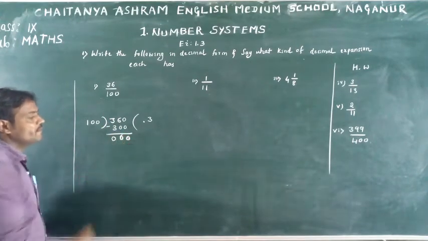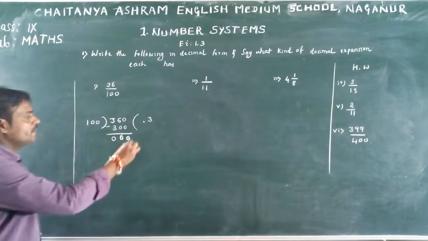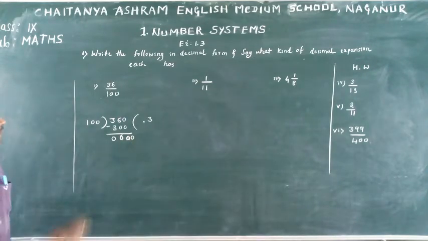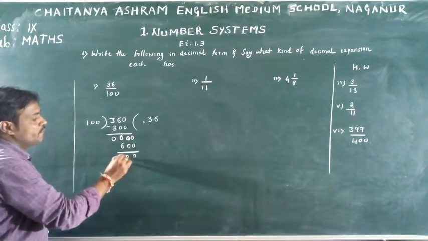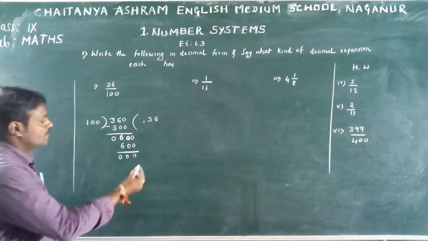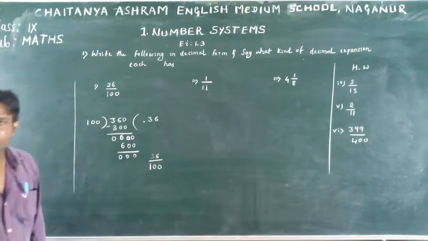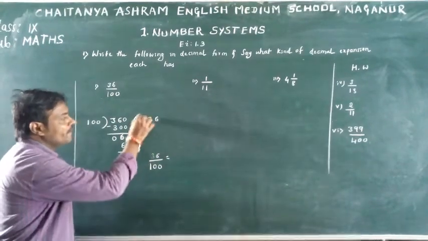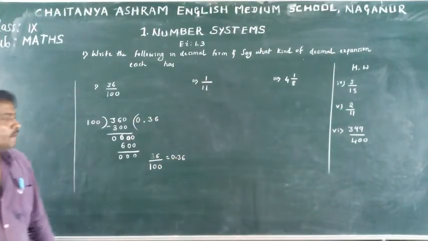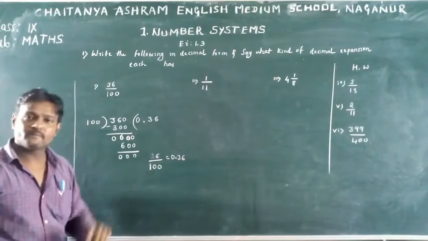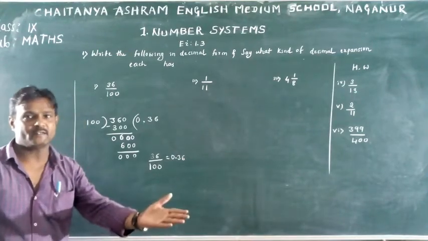Now it is 60. We already put a decimal in the quotient. So then write one more 0. 100, how much is 600? 100 6 ja 600. 0, 0. So now 36 divided by 100 is the given rational number. What we obtained here? That is 0.36. Okay. So the division process is completed. Then which kind of decimal expansion is it? Terminating decimal expansion. Very good.